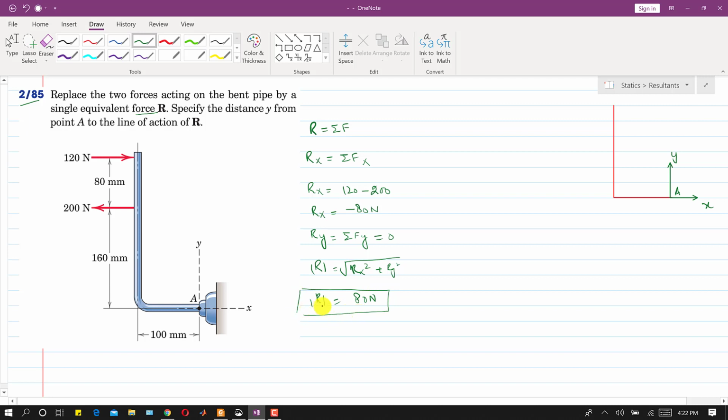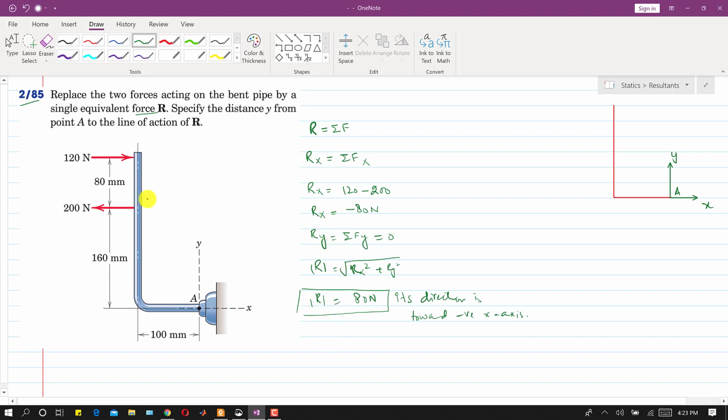So the R magnitude is 80 newtons and its direction is towards the negative x-axis, right? We know it because there is only one component of this R, that is Rx, and it is toward the negative x-axis.